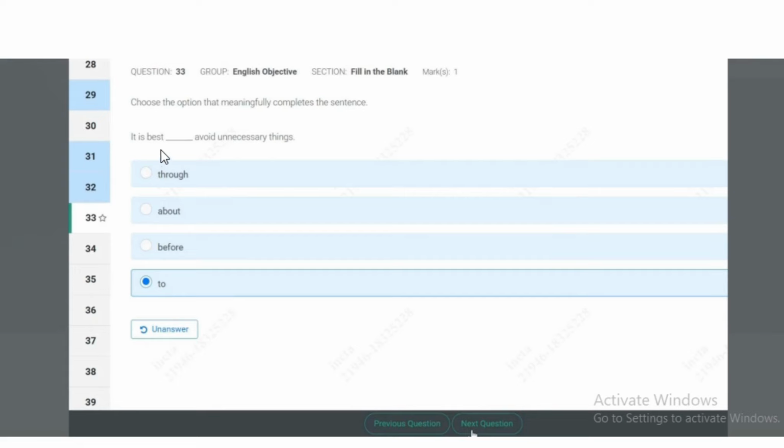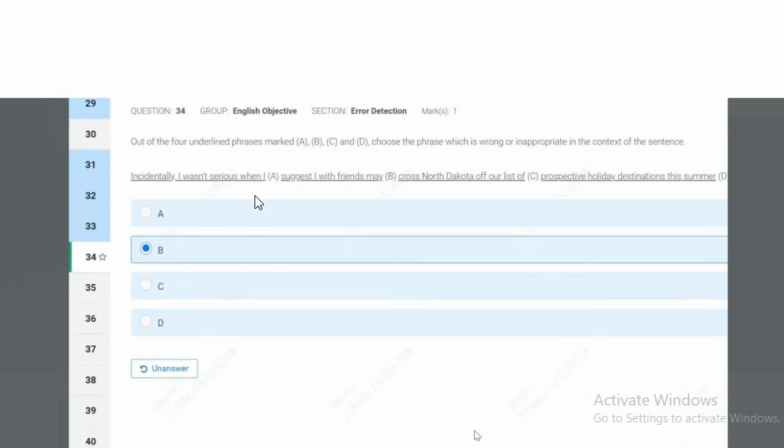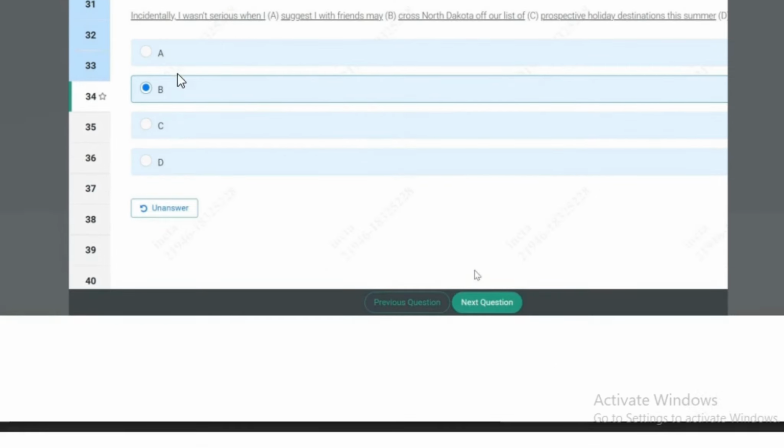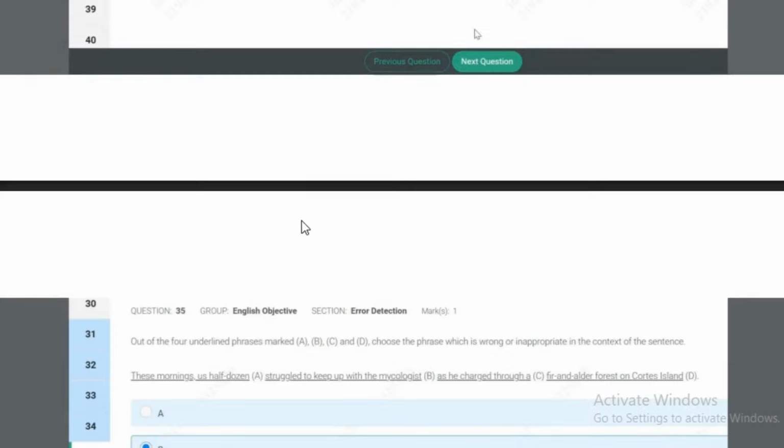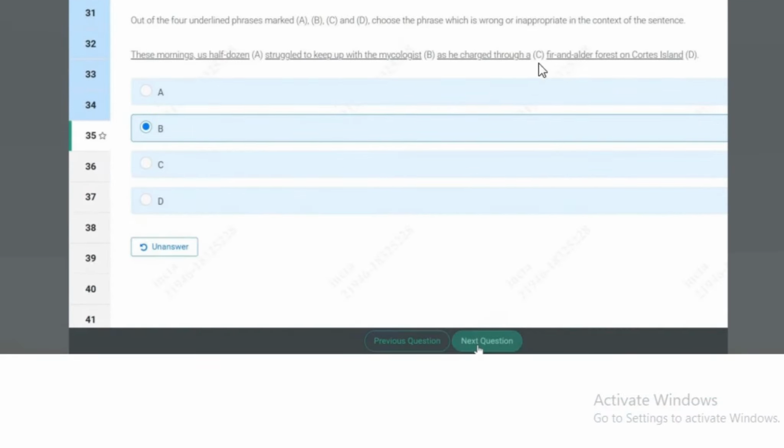And the 33rd question is, it is best dash avoid unnecessary things. So 2 is the preposition that fits in this blank. And the next question is, we have to find out the wrong or inappropriate part in the context of the sentence. So in this question it is B, which is the grammatical mistake. Here we can find it.